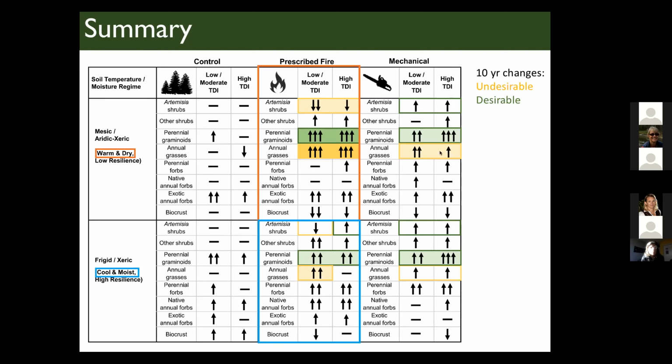Now, if we compare warm and dry sites to cool and moist sites in the prescribed fire, we can see again that the treatment severity is much less at the cool and moist sites than it is at the warm and dry sites. And then the last comparison I'd like to make is looking at the cool and moist sites between prescribed fire and mechanical. And we can again see that we have variable responses and more positive responses to Artemisia with the mechanical treatments and fewer invasive grasses. So you can kind of stare at this for a while and pick out the broad pattern.